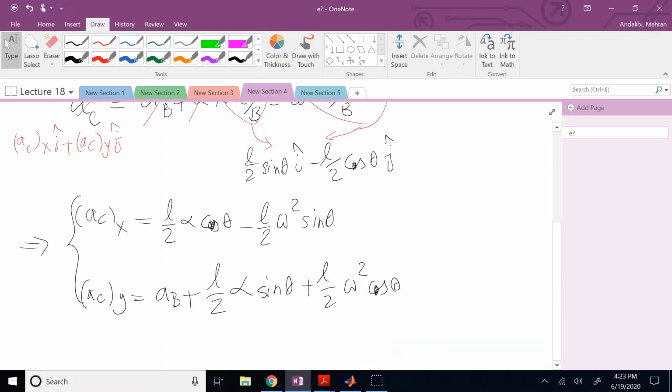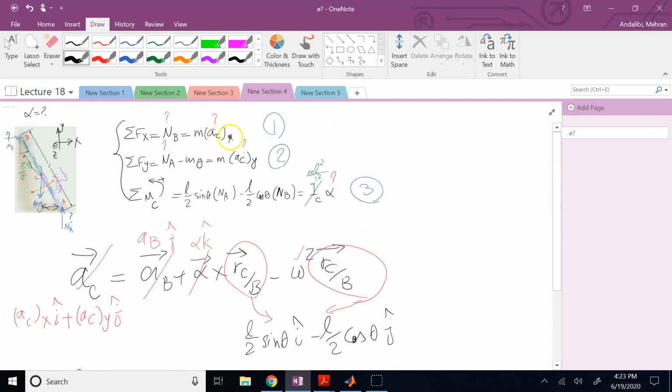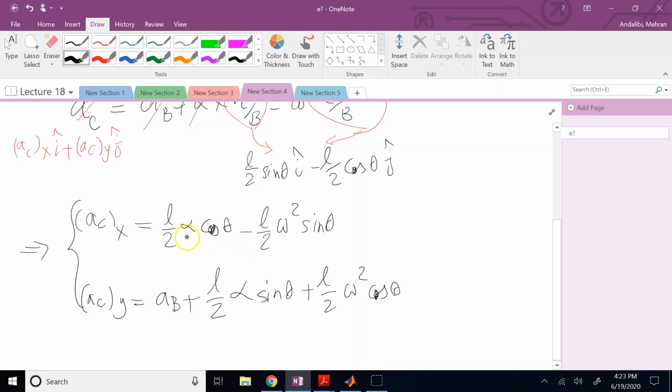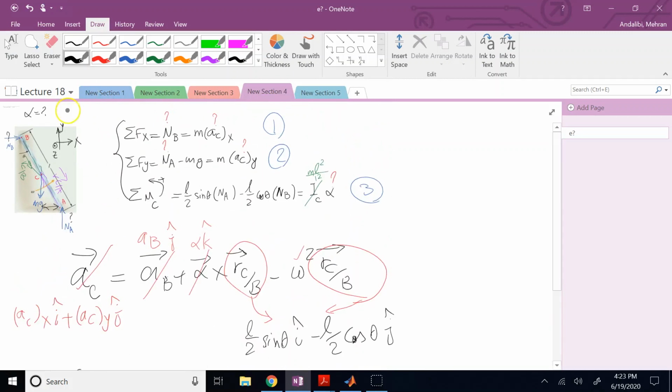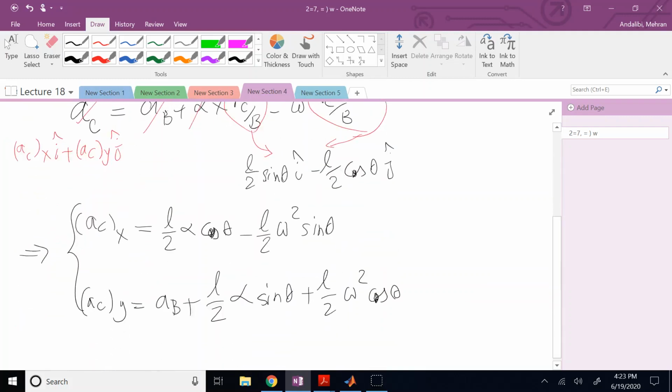So these are the two equations that you would get. Now clearly you see the top equation is relating one of the unknowns that I had here on the top, ACX, to what? To the other unknown, alpha. The other term here is a known term, because omega and theta are given parameters. Okay, so here theta should be considered a given parameter, and omega should be considered a given parameter.